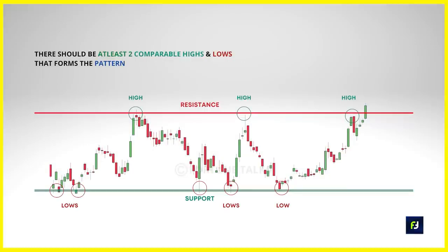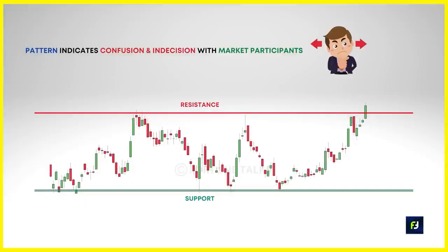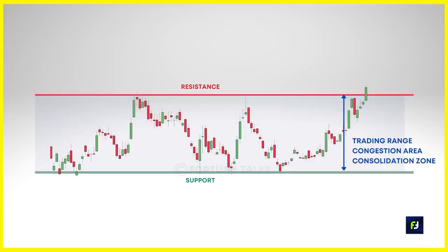These highs and lows can be joined to make two parallel lines that form the top and the bottom of the rectangle. Now, a rectangle formation shows a period of indecision between sellers and buyers as they take turns throwing punches at each other, but neither of them has dominance over the other. So the rectangle patterns are also known as trading ranges, congestion areas or consolidation zones.